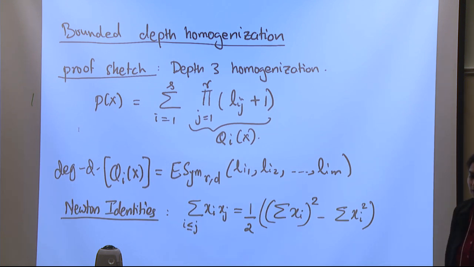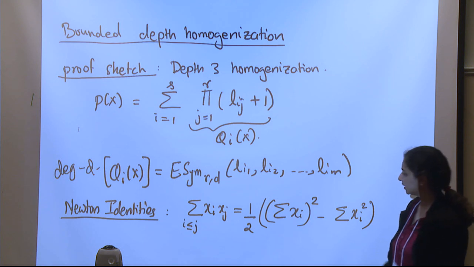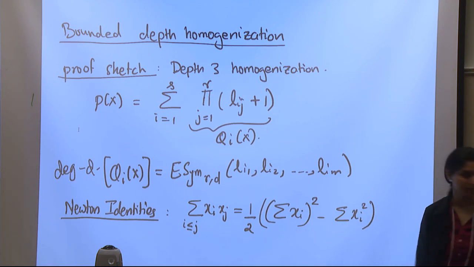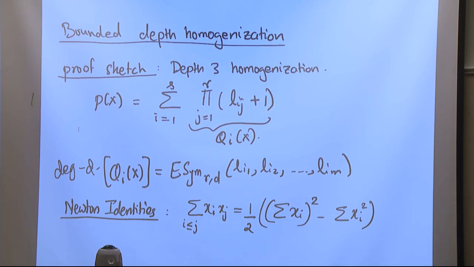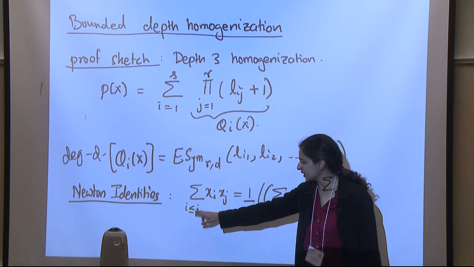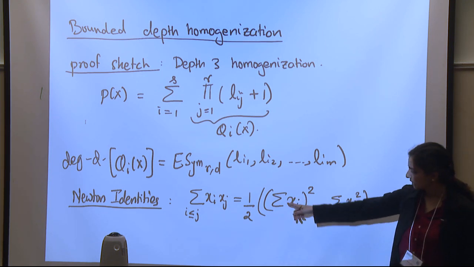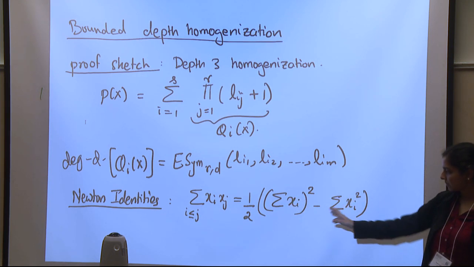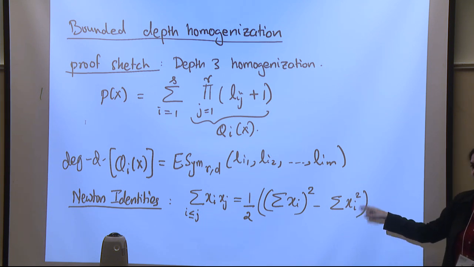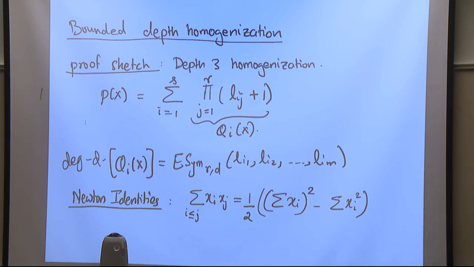And then, you know, these are called Newton identities. Newton identities express elementary symmetric polynomials in terms of power symmetric polynomials. So just look at this identity. The sum over i less than j of x_i x_j is nothing but the summation of x_i, the whole square, minus each single x_i squared, and the whole thing divided by some constant, in this case 2.